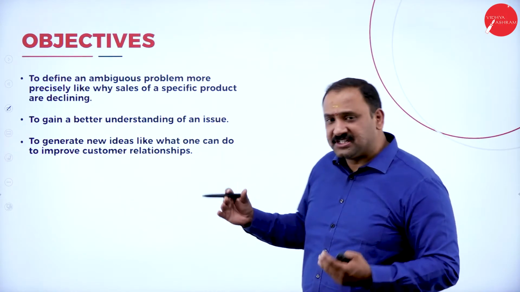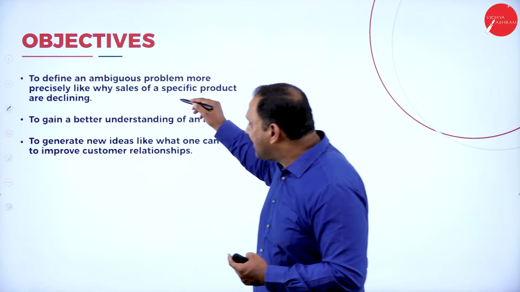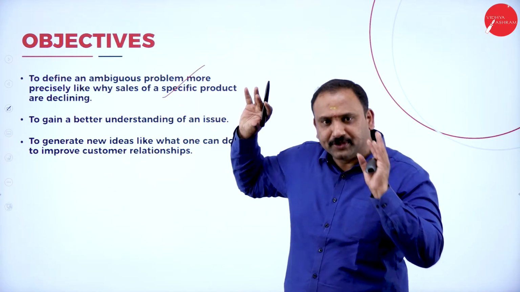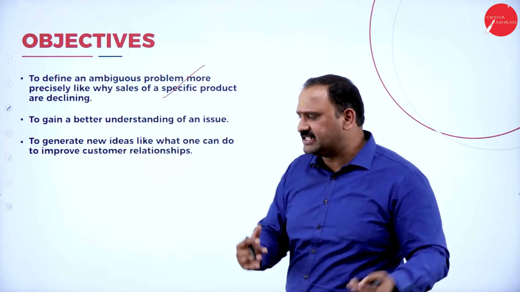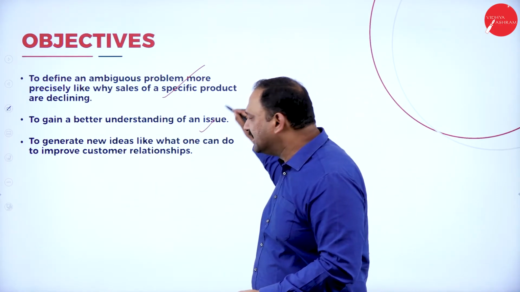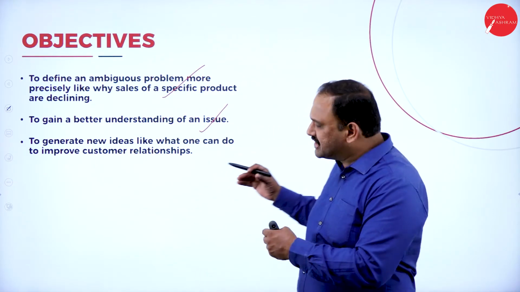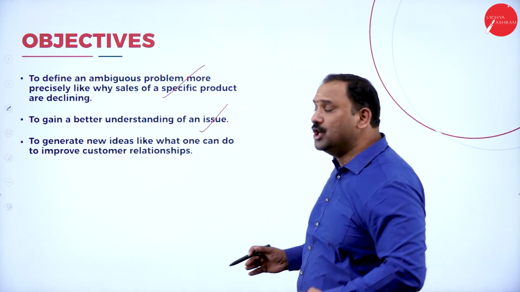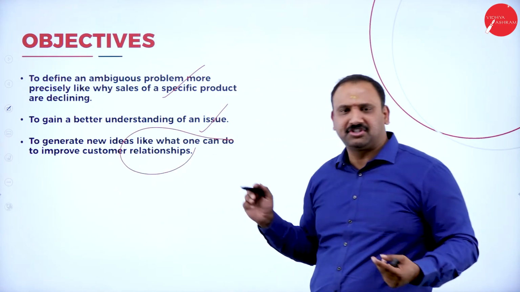Now, the objective here is very, very simple for exploratory research: to define an ambiguous problem more precisely. So you are going to define an ambiguous problem, for example, why specifically our sales is declining, and to gain a better understanding about an issue. If there is some issue in the organization and you want to understand it, yes, this is the opportunity for you to generate new ideas, like what one can do to improve customer relationship.